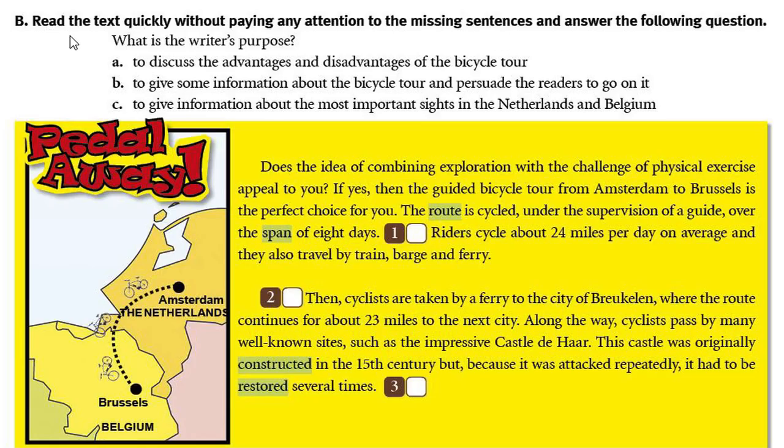B. Read the text quickly without paying any attention to the missing sentences and answer the following questions. What is the writer's purpose? ما هو هدف الكاتب من هذه الكتابة؟ Pedal away. Answer B. To give some information about the bicycle tour and persuade the readers to go on it.